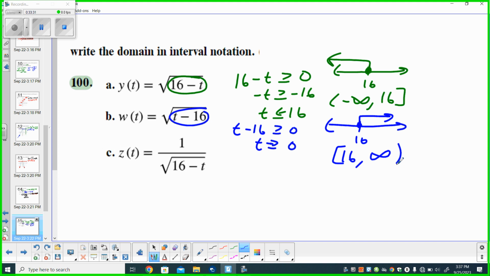Now, when you mix the two, square roots and reciprocal functions, you have a lot of things going on. You have the square root.